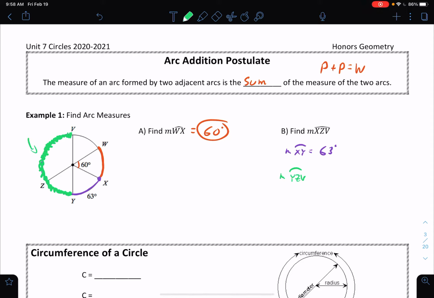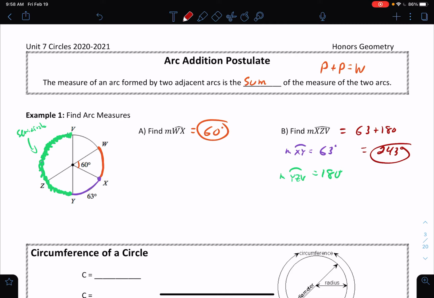Well, that is a semicircle. So a semicircle is going to be 180 degrees. So the measure of this major arc, XZV, is going to be these two arcs added together. So that's going to be 243 degrees. All right? So part plus part equals whole.